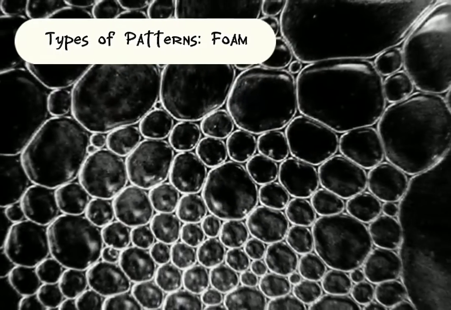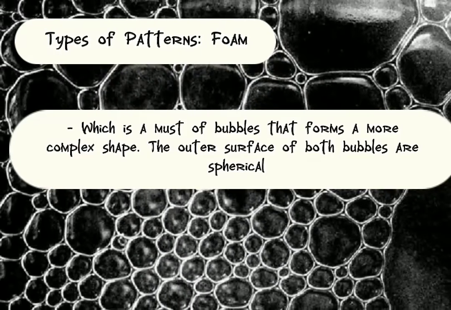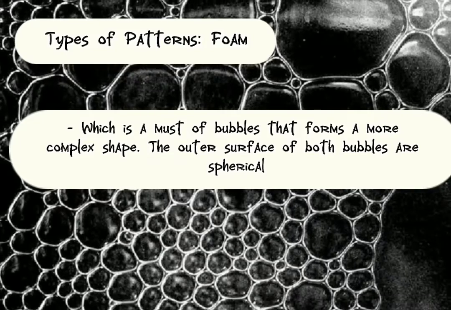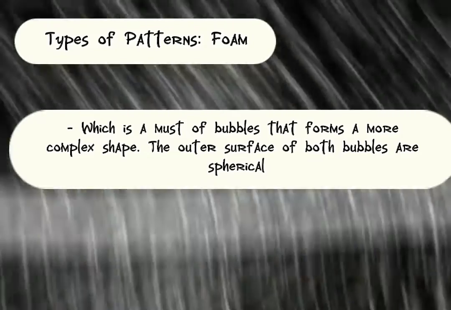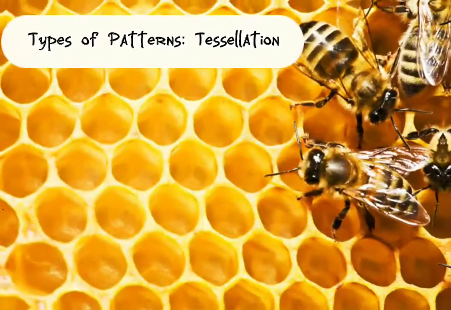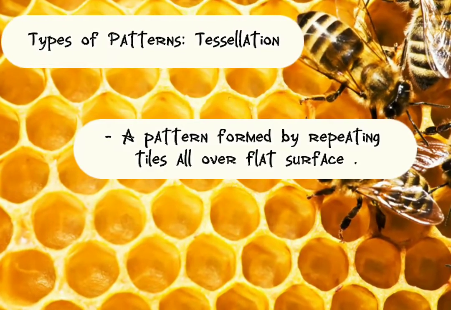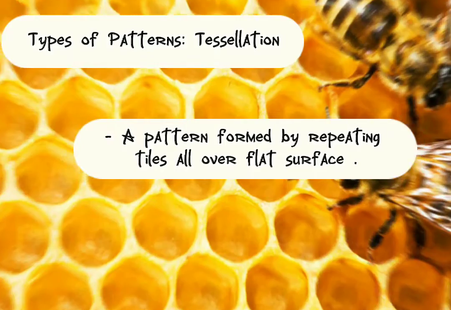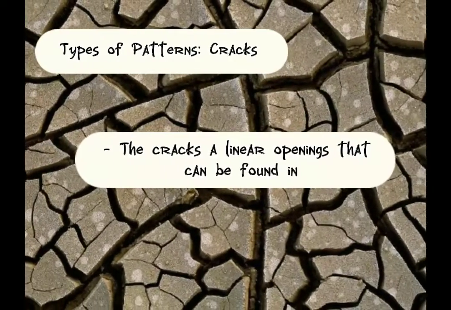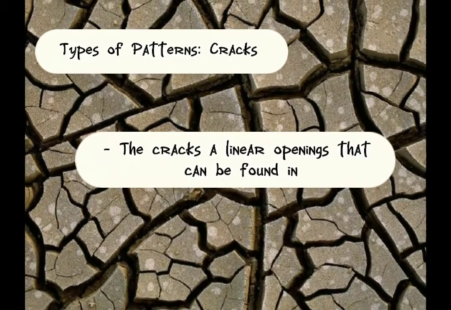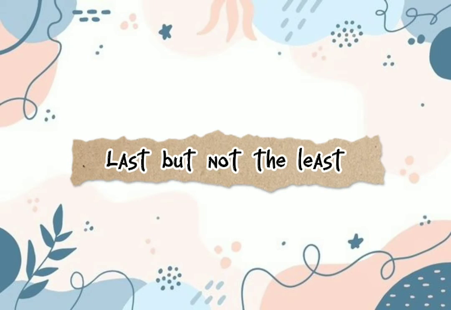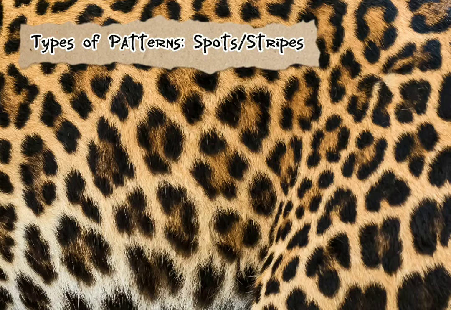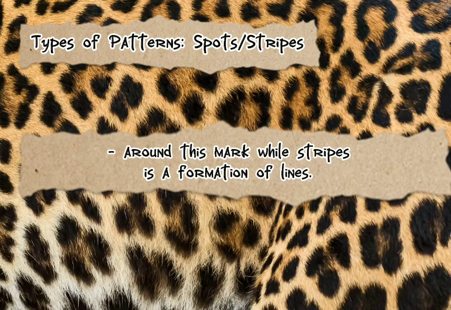Next is foam, which is a mass of bubbles that forms a more complex shape. The outer surface of the bubbles is spherical. Next, we have tessellations, a pattern formed by repeating tiles all over a flat surface. Then the cracks are linear openings that can be found in the bark of trees and dry land. Last but not the least, spots or stripes. A spot is a round mark, while a stripe is a formation of lines.